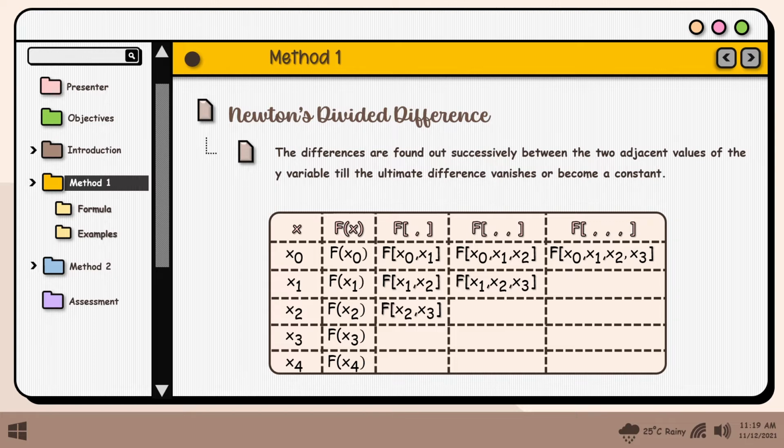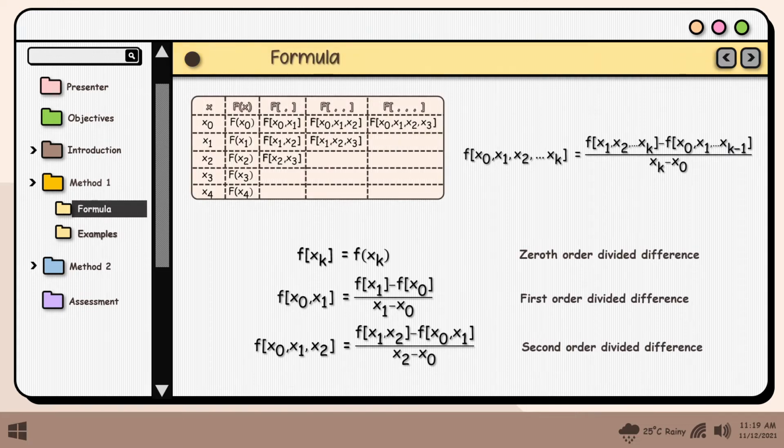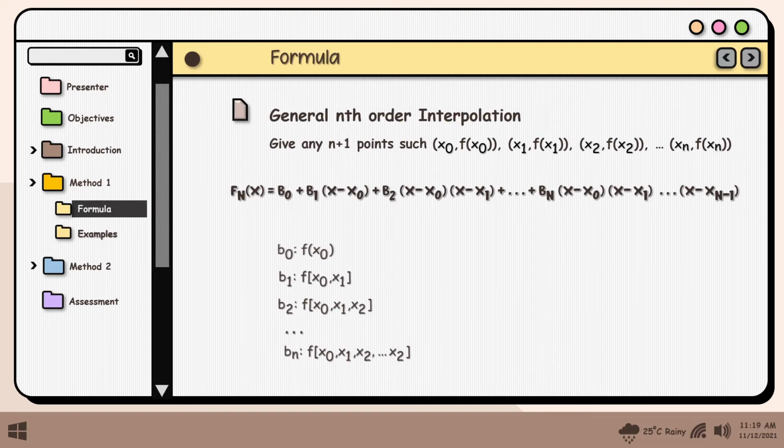Now, the way I understood this lesson is by analyzing the pattern of how it is being solved, just like so. Our 0th order divided difference is always the first y value in the given table. Now we have our first order divided difference, our second order divided difference, and so on. General nth order interpolation. Given any n plus 1 point such x sub 0, f of x sub 0, x sub 1, f of x sub 1, x sub 2, f of x sub 2, and so on, we have this formula.